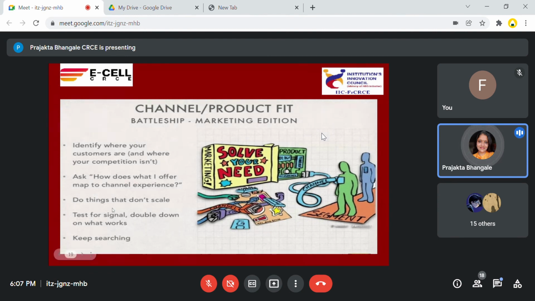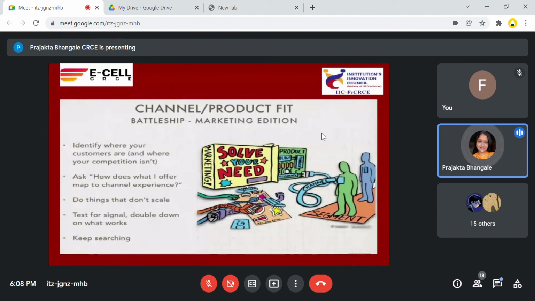Do the things that don't scale. There are different things, right? So we have to think about which are the things I have not scaled. Double down on what works. Keep searching, which means I have to be very fast in this particular procedure.